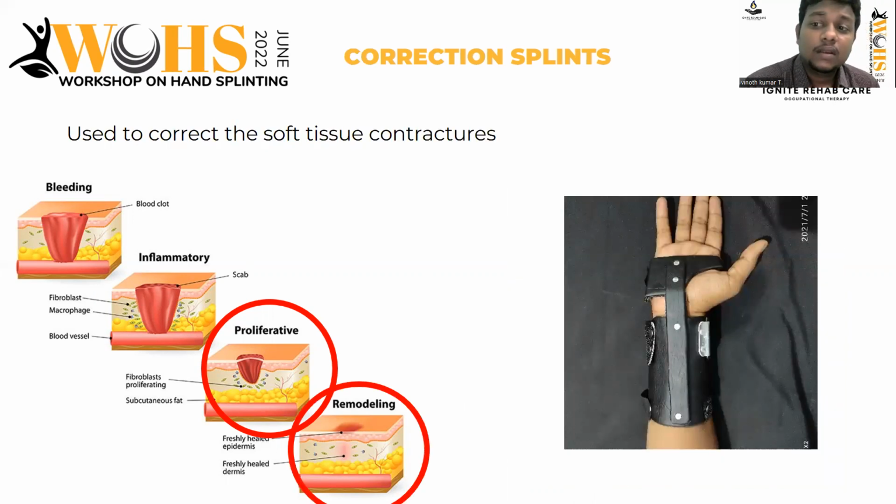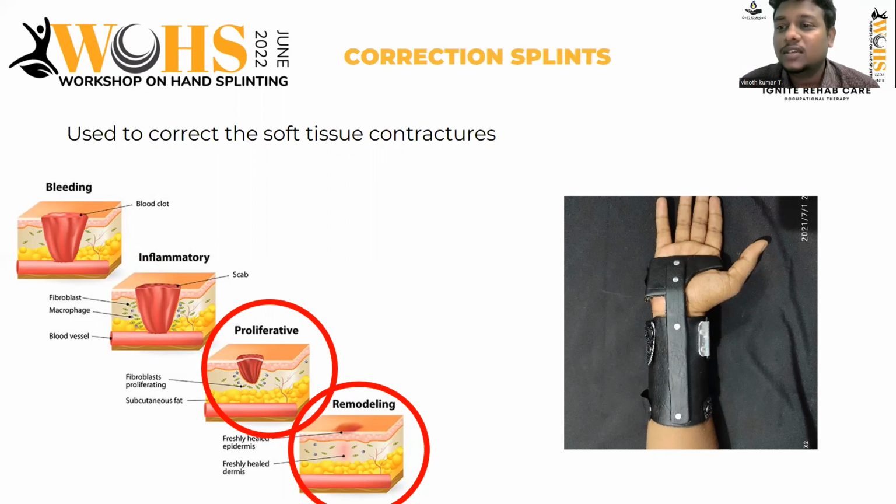Then there is a major type, corrective splints, which only therapists like us can make. These splints are used at the end of the proliferative phase or during the remodeling phase, to put tension on the structures and elongate them. When a contracture originates, basically in the rehabilitation phase, this type of splint is really useful from the ortho and neuro point of view. These splints are used to correct soft tissue contractures.